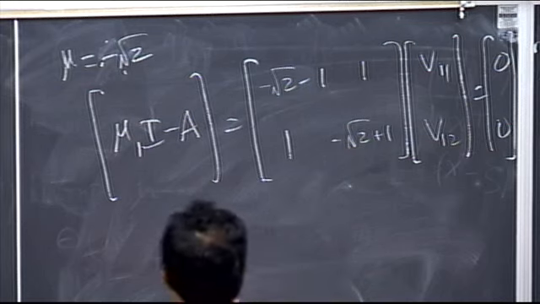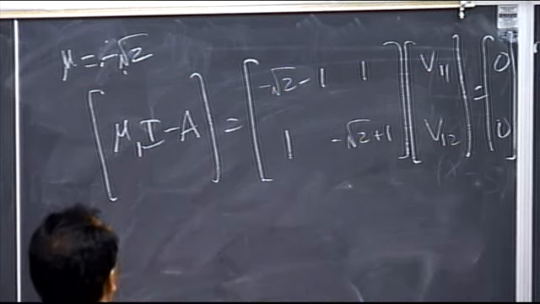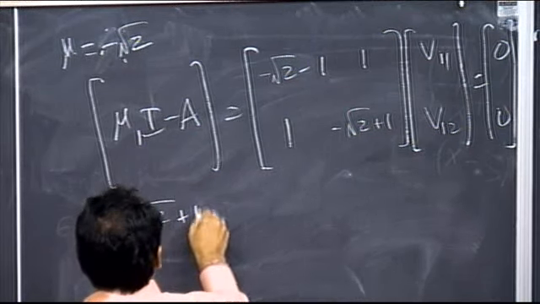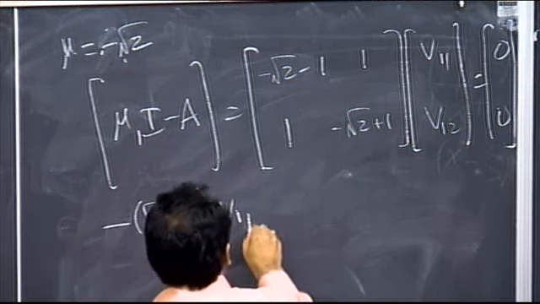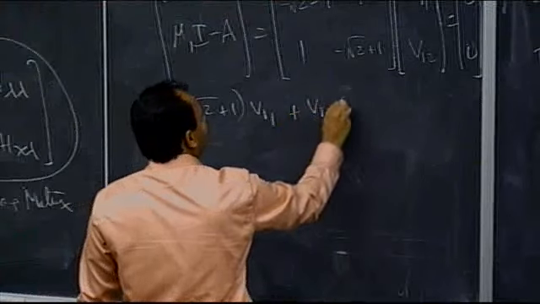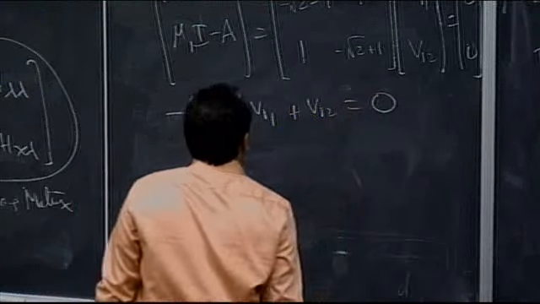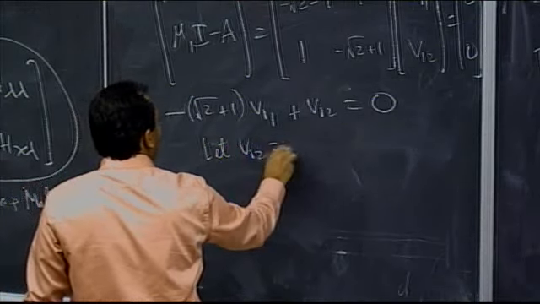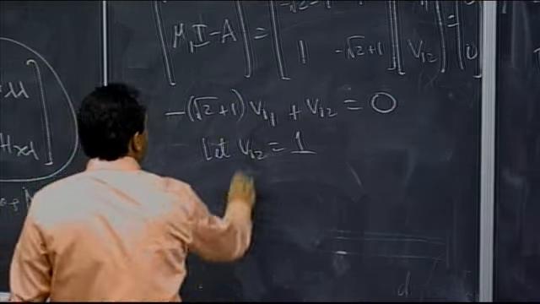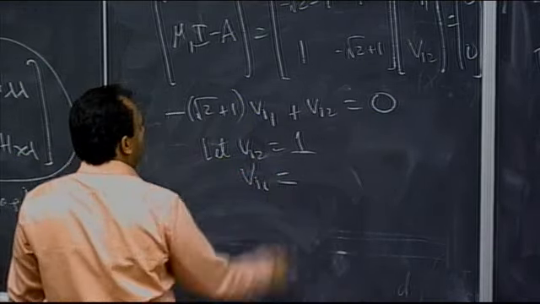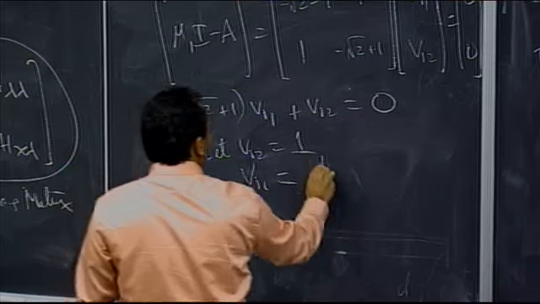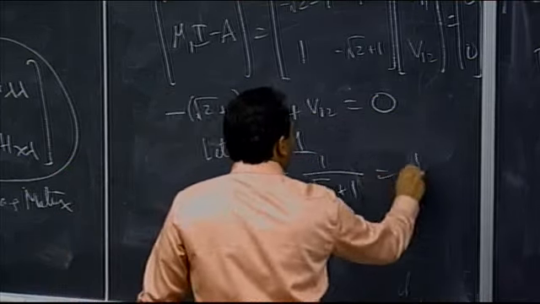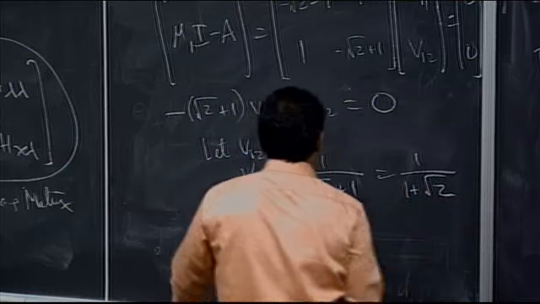So what do I get? Now, either one of these equations will work, right? I get minus the square root of 2 plus 1 times v11 plus v12 has to equal 0. I can take either one of these equations. So you can say let v12 equal 1. So what does v11 have to equal? Well, if I put 1 in here, I get 1 over the square root of 2 plus 1, which is equal to 1 over 1 plus the square root of 2.